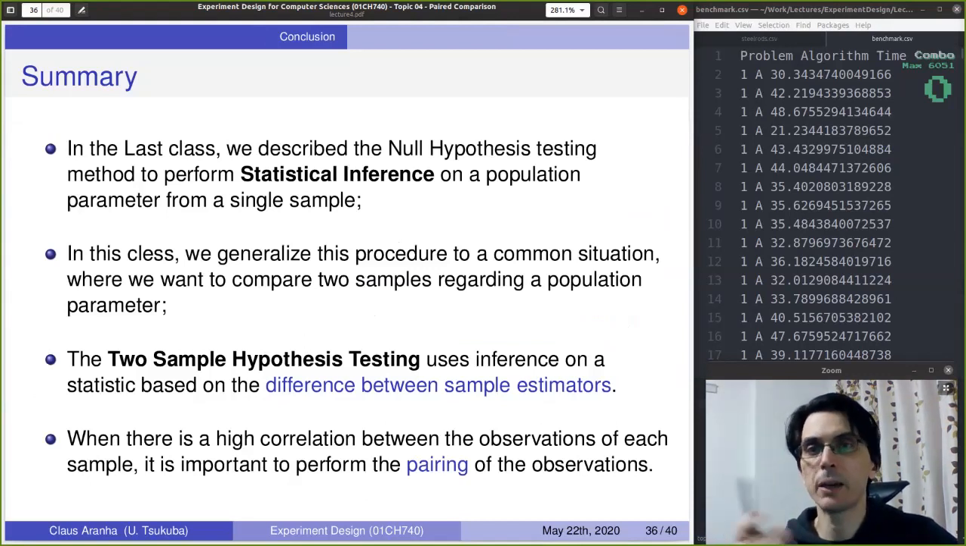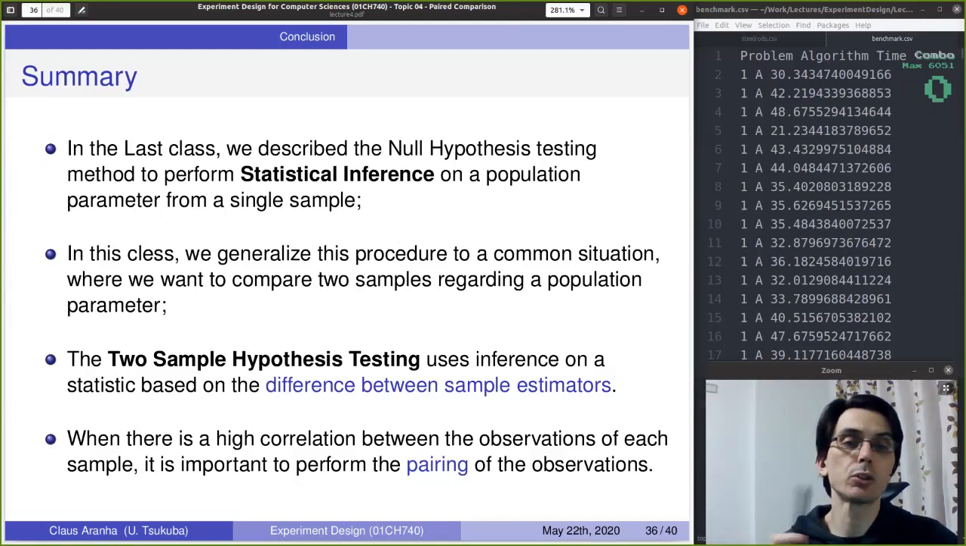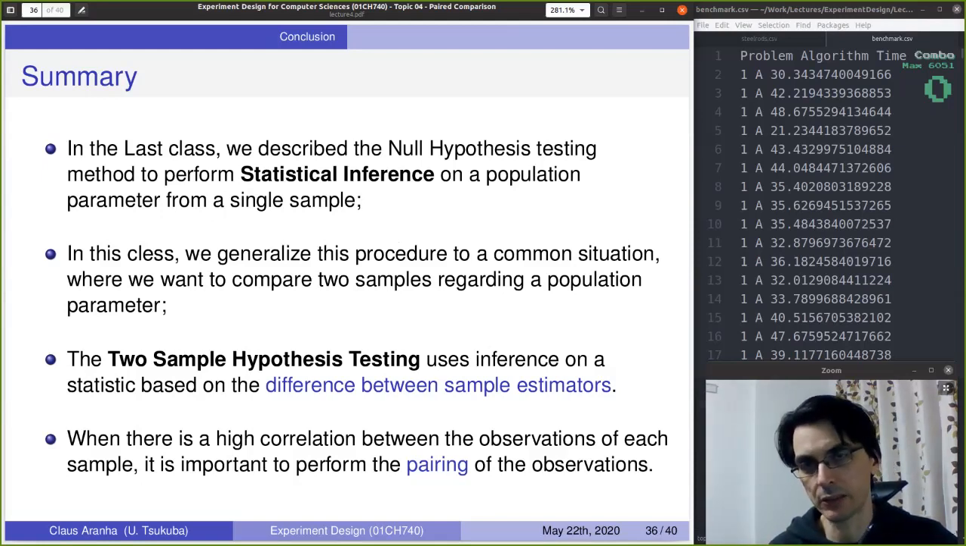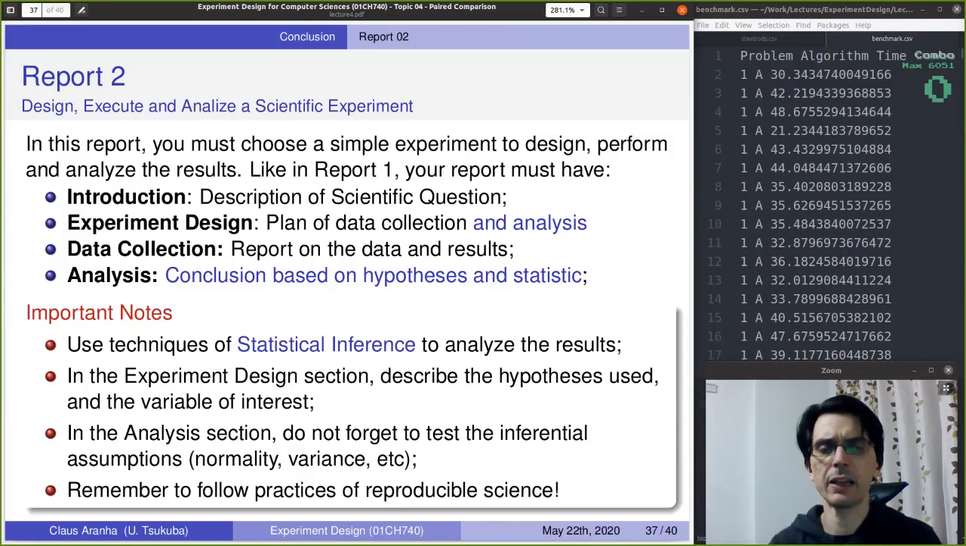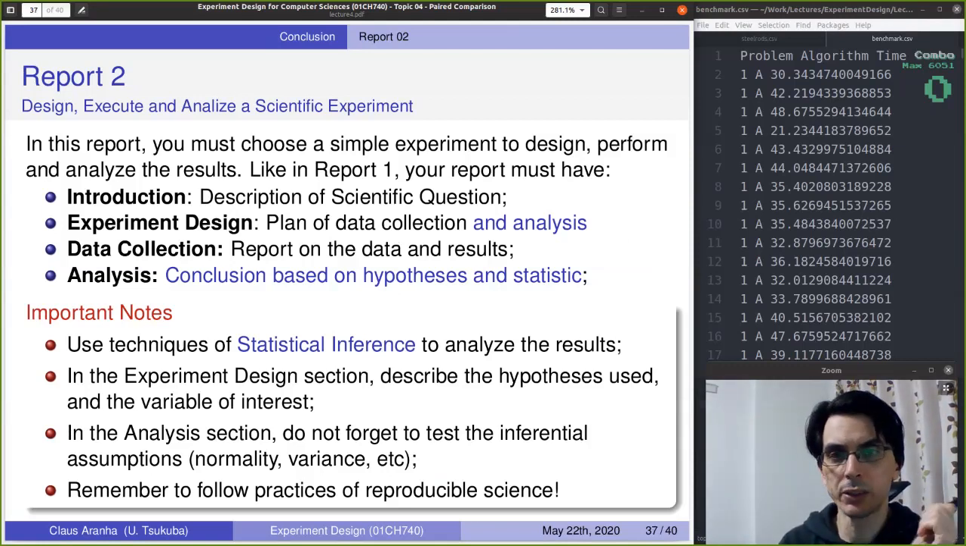In the last class, we described null hypothesis testing to do statistical inferences for a single sample. In this class, we generalize this procedure to a common situation where we have two samples. In two-sample hypothesis testing, we do the inference based on the difference between the sample estimators. And when there's a high correlation between observations of each sample, it's important to perform the pairing of the observations, okay? Now, one very important point, let's talk about report number two, okay?